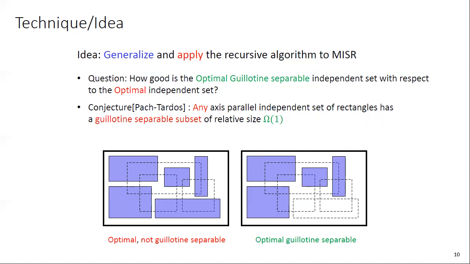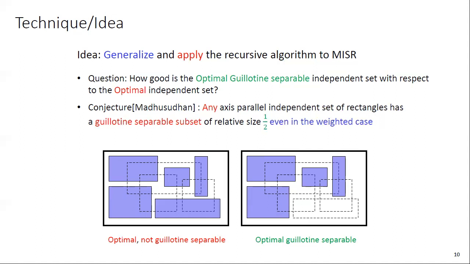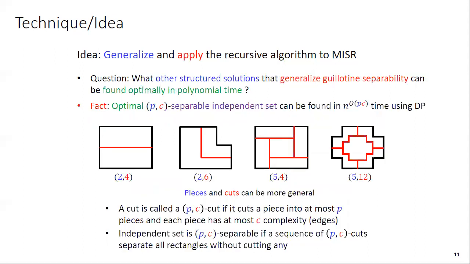But we'll do something more complicated. We will not just do guillotine cuts, we'll do some more complicated cuts. The idea here is to explore what other types of structured solutions we can use. Let me define a PC cut as follows: imagine I have a polygon with C sides, for example here 6, and P refers to the number of segments of my cut.